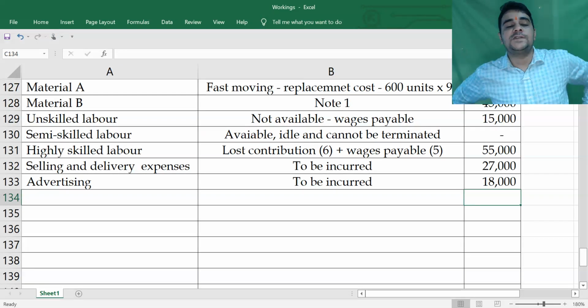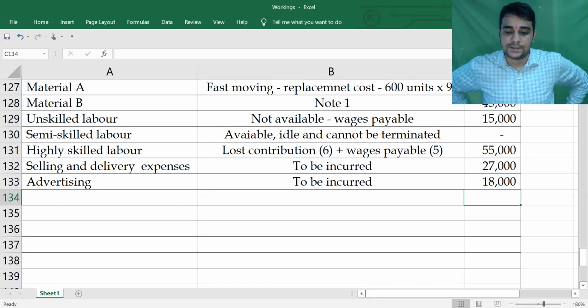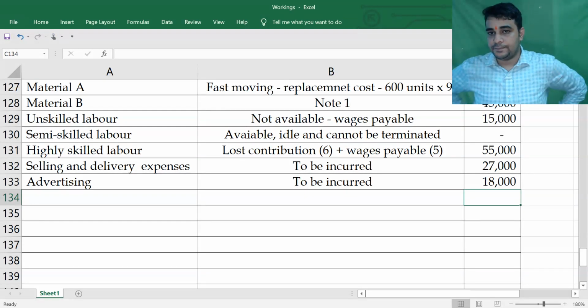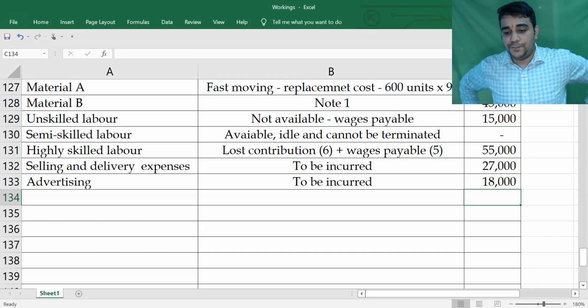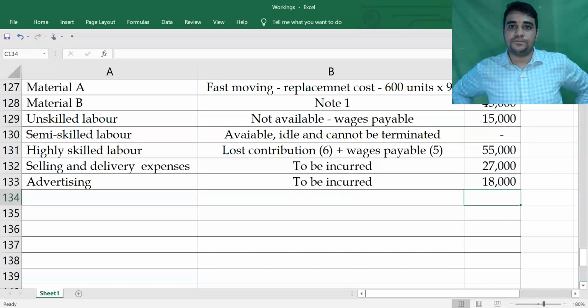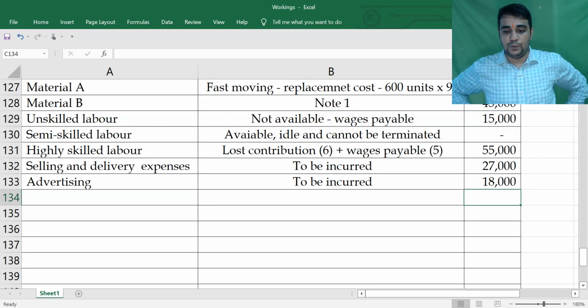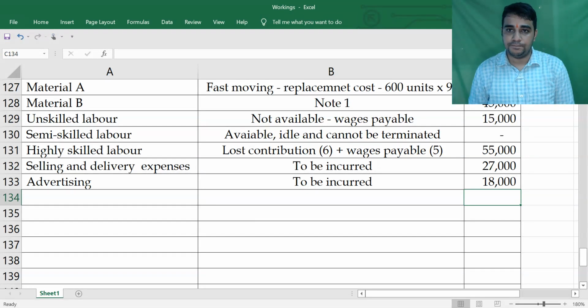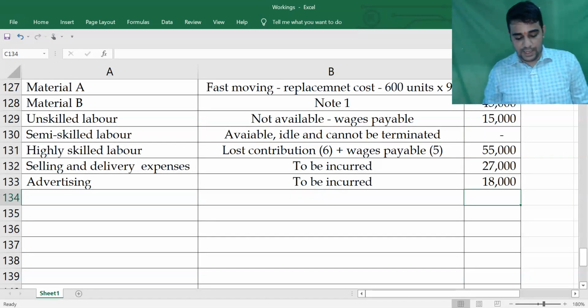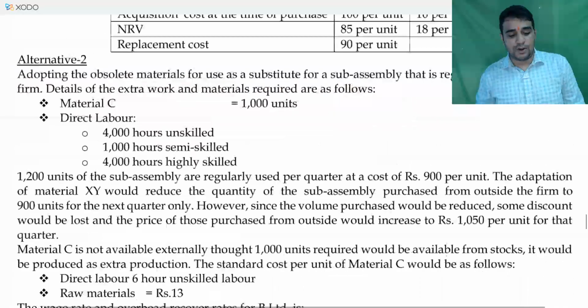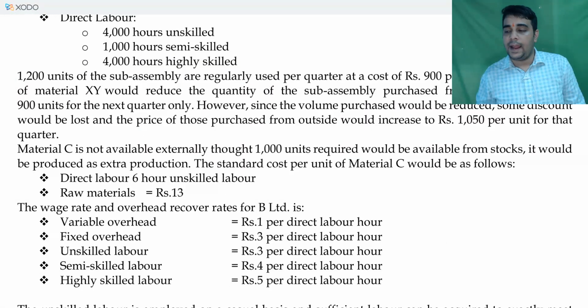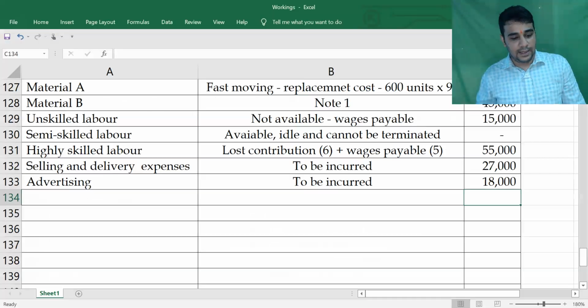Apart from this, there are a few more expenses. If you can spot them, let me know. There are a few more expenses in this question for this alternative. Let me know whatever you feel as an expense which should come. There is information on variable overhead and fixed overhead. That depends on how many labor hours you work.